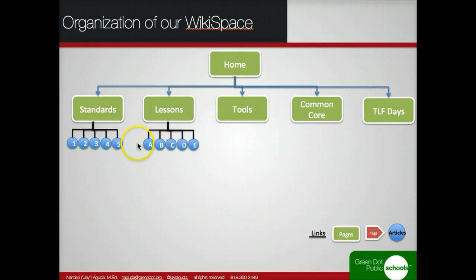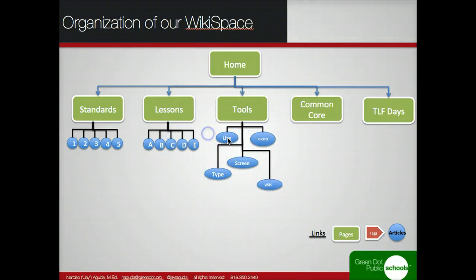We have 100 lessons. So under the lessons tab, we're going to tag these as articles, and then these are going to be connected with lessons. Then we also have all of our tools. For example, one of our tools might be Live at EDU, one of them might be Typing Web, one of them might be Screencasting, etc. And then as we continue to work and we learn a little bit more about the Common Core, we might also have all of our Common Core articles here as well. So this is the basic organization, website organization of our wiki space.